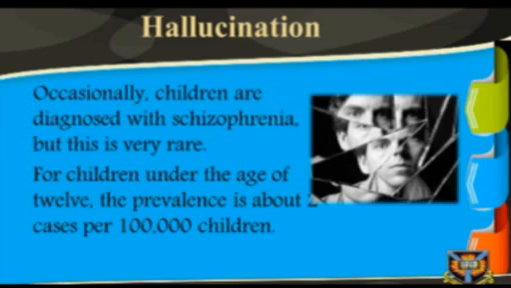Occasionally, children are diagnosed with schizophrenia, but this is very rare. For children under the age of 12, the prevalence is about 2 cases per 100,000 children. In late adolescence and early adulthood, there is a marked increase, so that the prevalence approaches the lifetime rate of 1 in 100. The risk for the onset of schizophrenia is strongly linked with developmental changes.